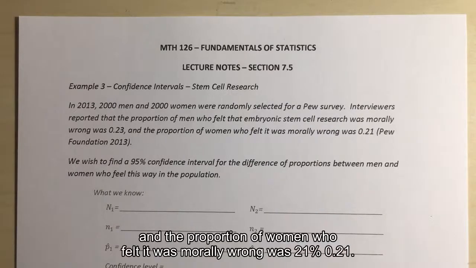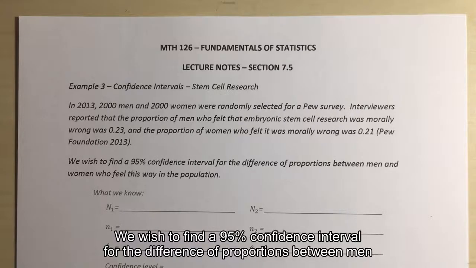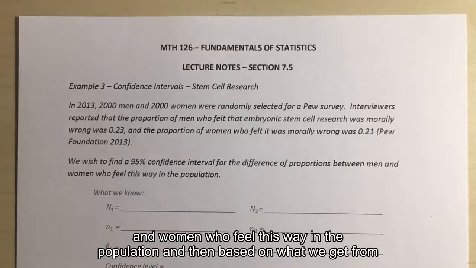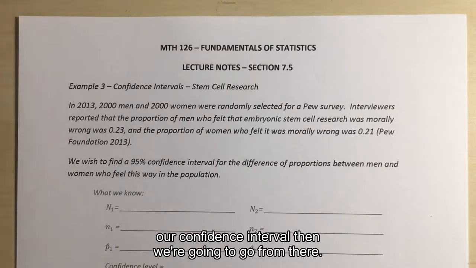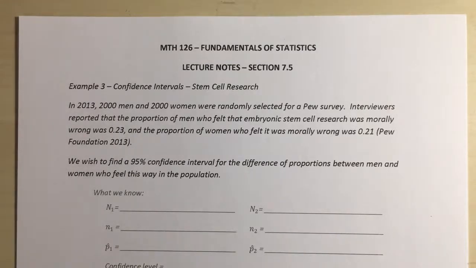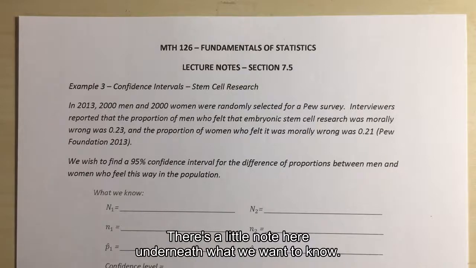and the proportion of women who felt it was morally wrong was 21%, 0.21. We wish to find a 95% confidence interval for the difference of proportions between men and women who feel this way in the population. And then based on what we get from our confidence interval, we're going to go from there. So there's a little note here underneath what we want to know.